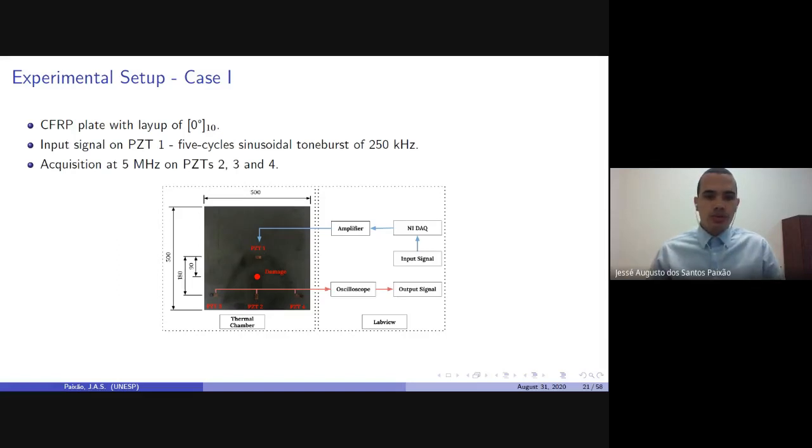In case one, we have a composite coupon. It's a plate with unidirectional layup of 10 layers presented in this figure. We instrumented this plate with four PZTs. We used the PZT1 as actuator and an input signal of 5 cycles, sinusoidal tone burst of 250 kilohertz. And we used the PZT 2, 3, and 4 for acquisition at a sampling frequency of 5 megahertz. And the experiment was performed inside a thermal chamber, and damage was introduced between PZT1 and PZT2 in this region here.